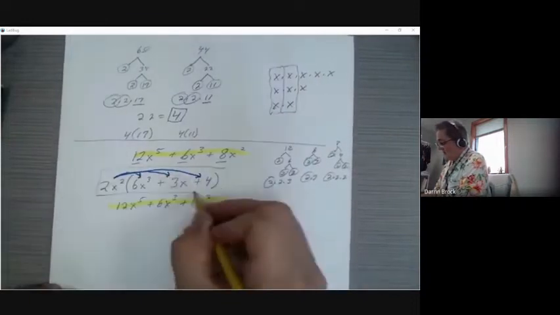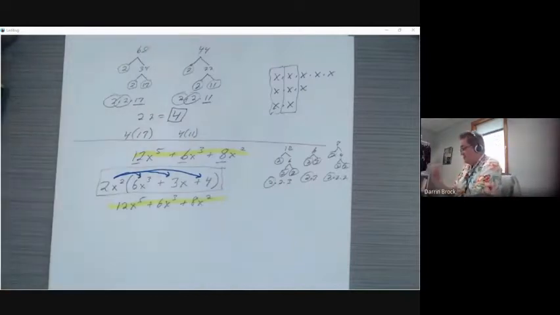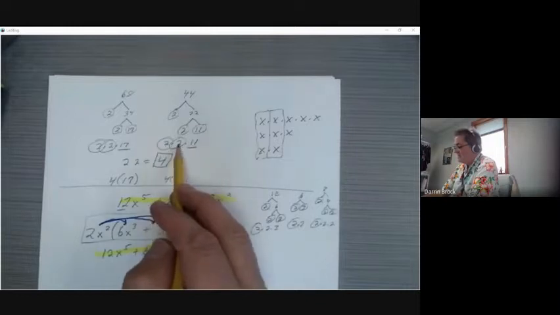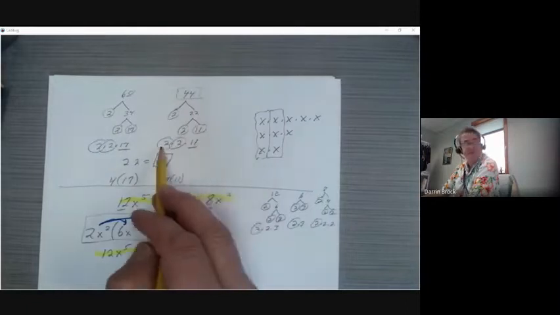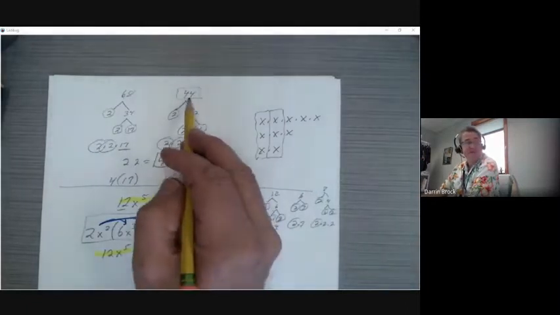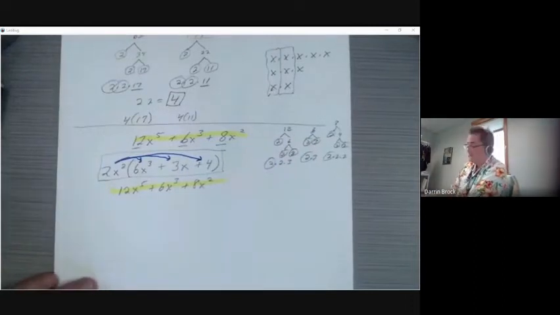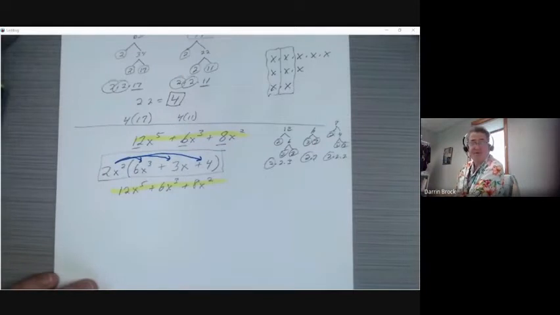This is the correct factors, because when we multiply the factors back together, we end up with the original number. Just like up here, when we multiply 2 times 11, 2 times 2 is 4, 4 times 11 is 44. We get back to the original number. You should be able to take the factors, multiply them back together, and get back where you started. Same thing with a polynomial. Take the factors, multiply them back together, we should get back where we started. And we did, so this must be the correct answer.